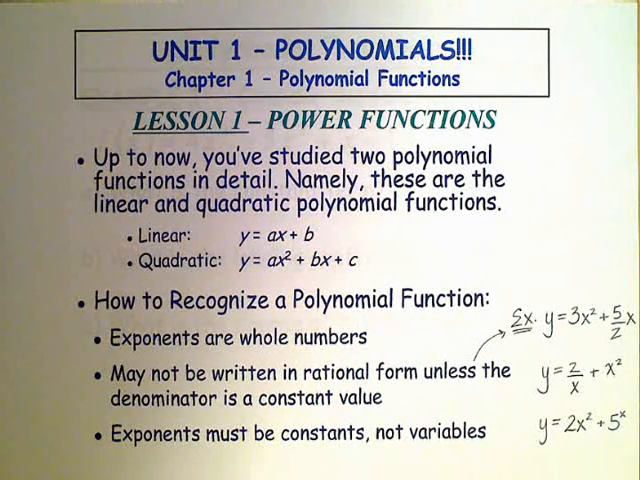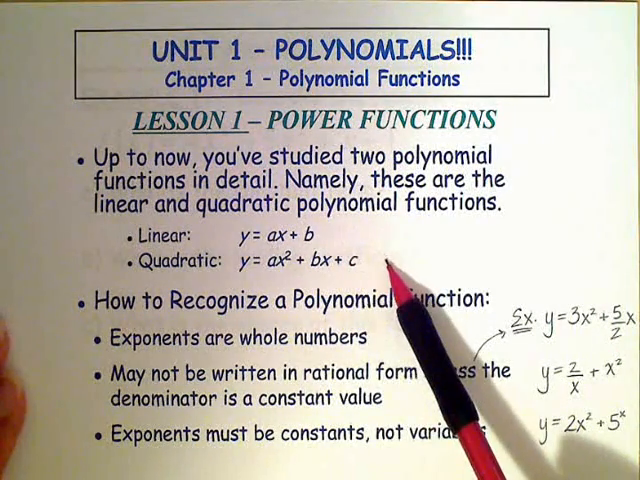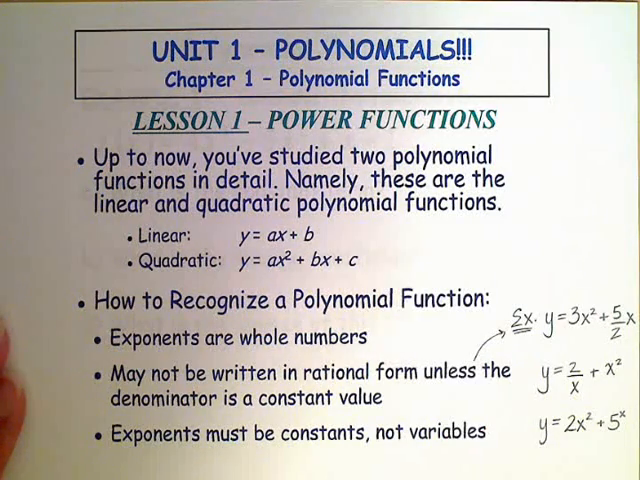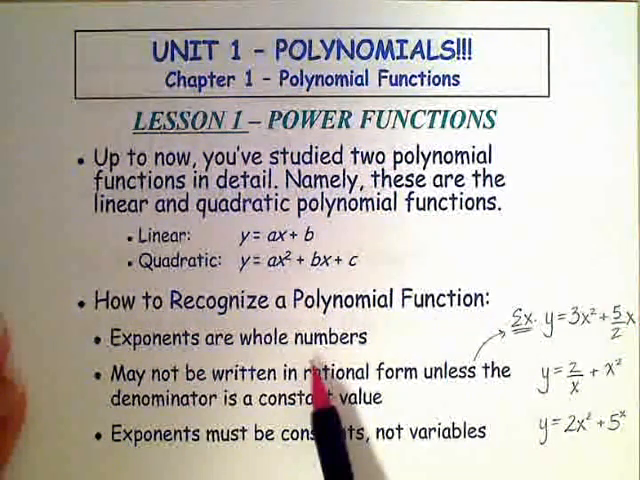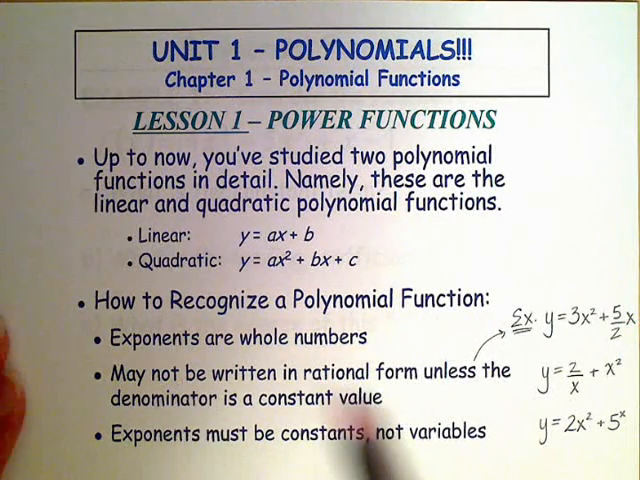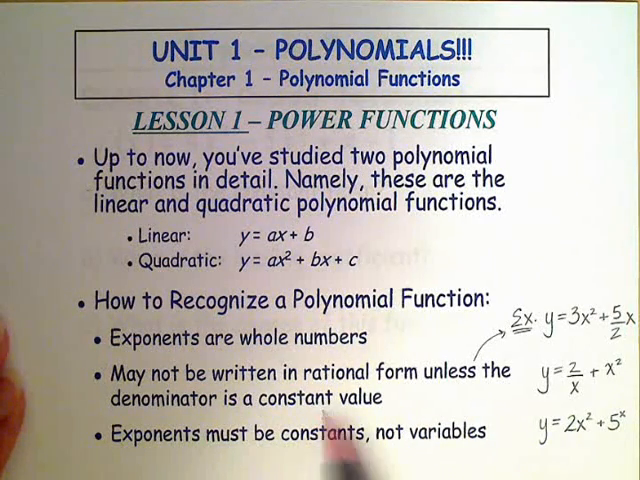So up to now you've studied two polynomial functions in detail. These are the linear and the quadratic polynomial functions, so you're familiar with the way they look. How do you recognize a polynomial function? Well, polynomial functions have exponents that are whole numbers. They may not be written in rational form unless the denominator is a constant value. So there's some examples here that I've written down.